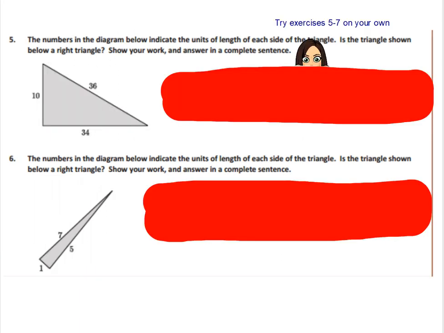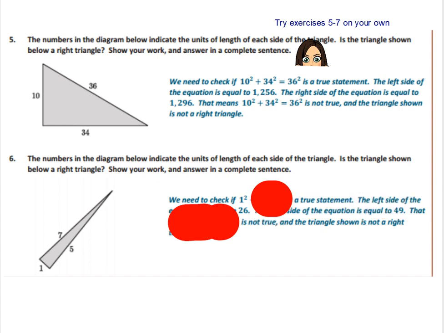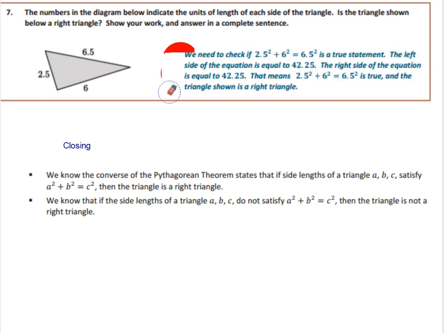Now on these next ones, 5 through 7, I want you to work independently. So I don't want you to have your partner. You can still sit by your partner, but stop working together and you can check it when you're done, but don't talk throughout it. Number 5, it is not a right triangle. Number 6, it is not a right triangle. And number 7, it is a right triangle.